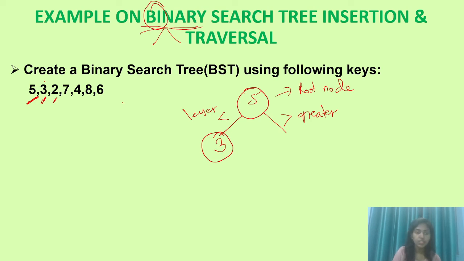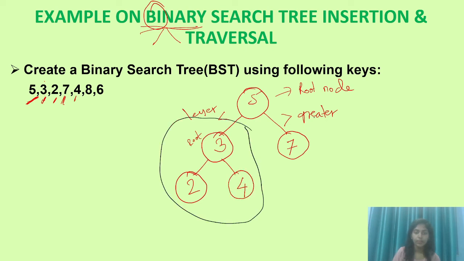Now next is 2. 2 is also less than 5, so it will also come on the left hand side. Now again check whether 2 is less than 3 or greater than 3. It is less than 3, so again it will come on the left hand side of 3. Next is 7. Now 7 is greater than 5, so it will come on the right hand side of 5. Next is 4. Now 4 is again less than 5, so it will come on the left hand side of 5, but it is greater than 3, so it will come on the right hand side of 3.